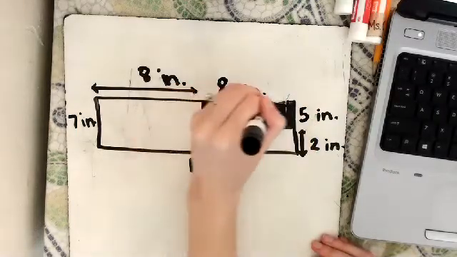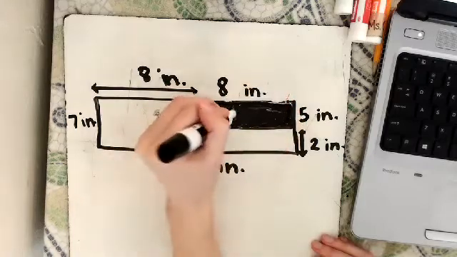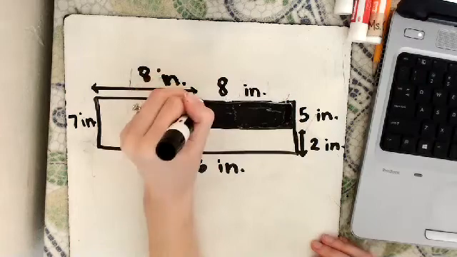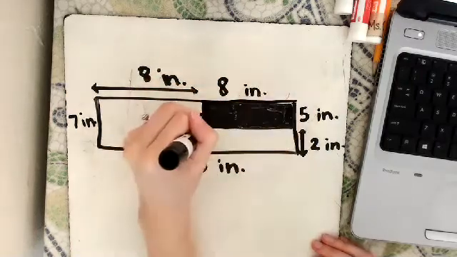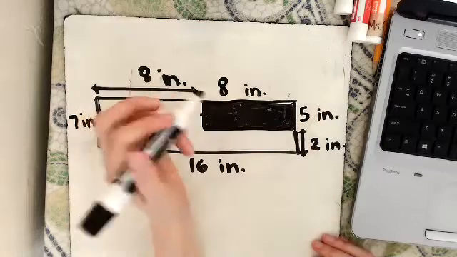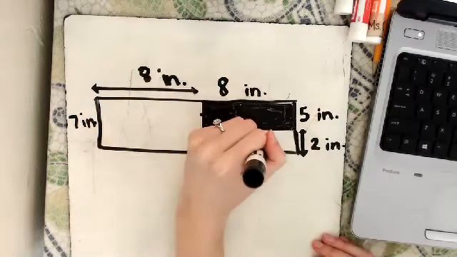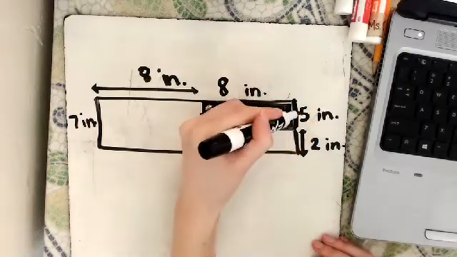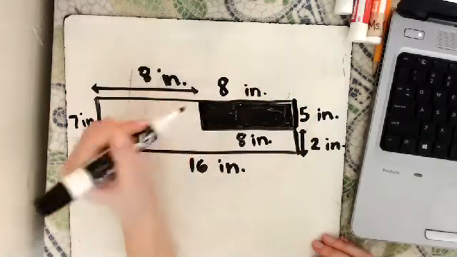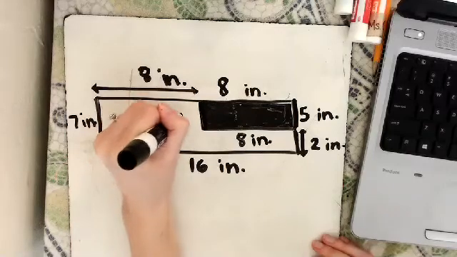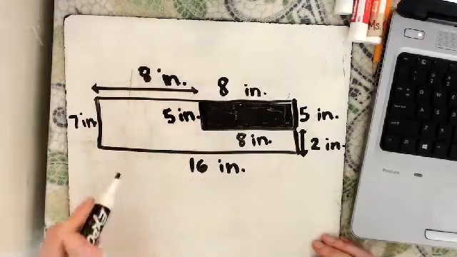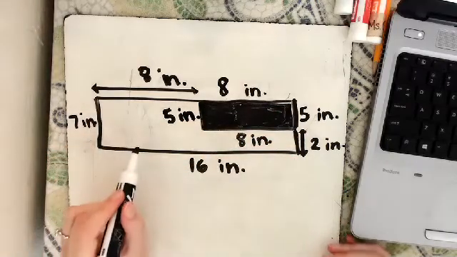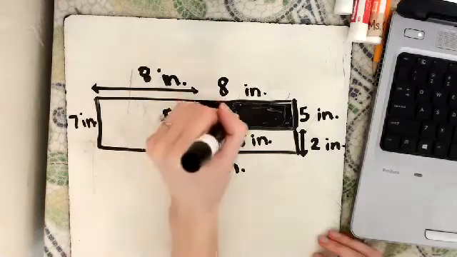Now, what shape is the shaded part? A rectangle. In a rectangle, opposite sides are equal. So if this is 8, what is this? 8 inches. If this is 5 on this side, what is this? 5. So remember, did it ask for the perimeter of the whole thing? No. Number 3 is asking for the perimeter of just the shaded rectangle.